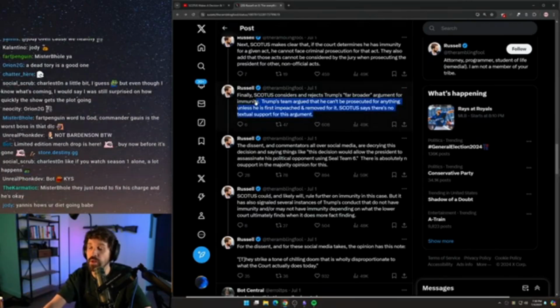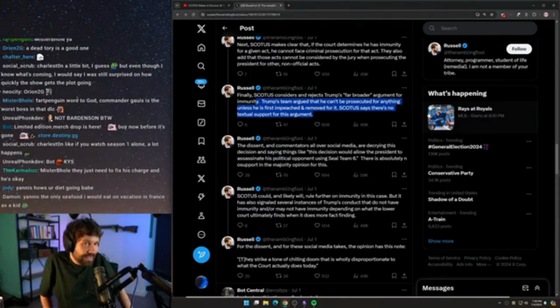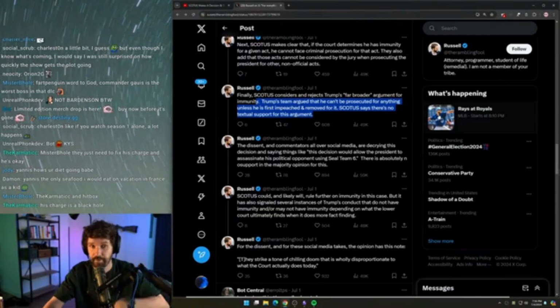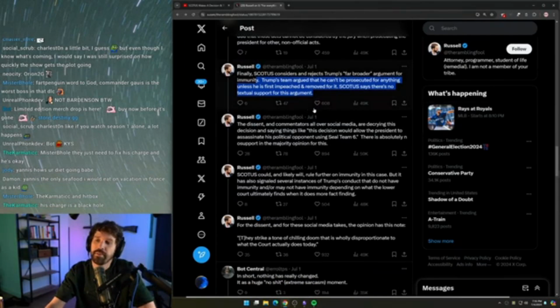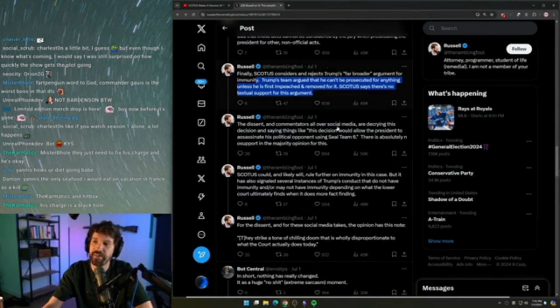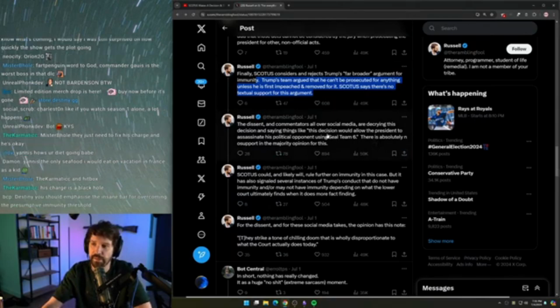While that's true, Trump's legal team did concede that he could be criminally indicted for anything if he was impeached for it. So in some ways, it's more narrow. In other ways, it's far broader. Okay, depends. The dissent and commentators all over social media are decrying this decision and saying things like, this decision would allow the president to assassinate his political opponents using SEAL Team 6.